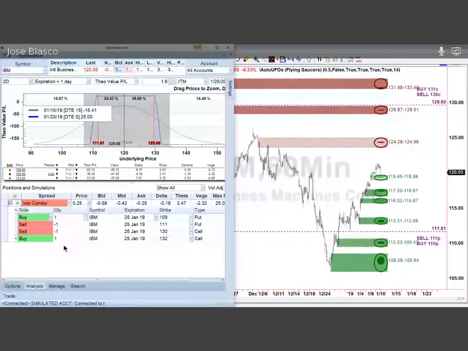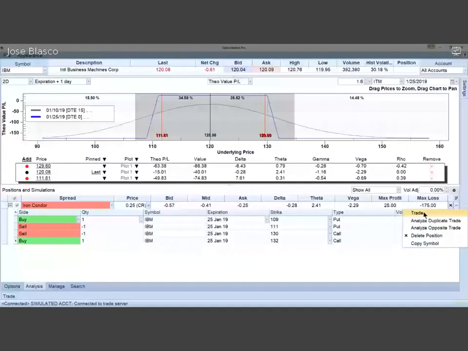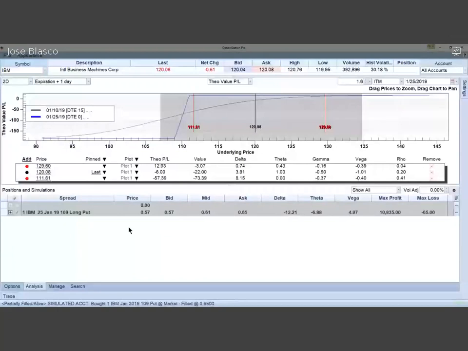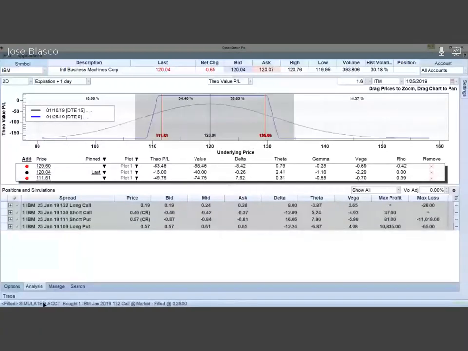So what I'm just gonna do here is I'm just gonna go ahead and execute that one. Just gonna click trade. Okay, trade, and I'm just gonna put this trade at market price. I want to place order. Yes. Okay, here we go. And now here in the bottom, it says filled. Okay, so I have got filled. We just have an iron condor in place in this account.